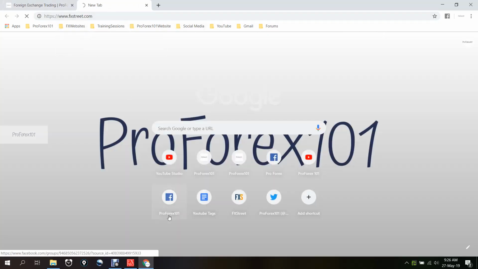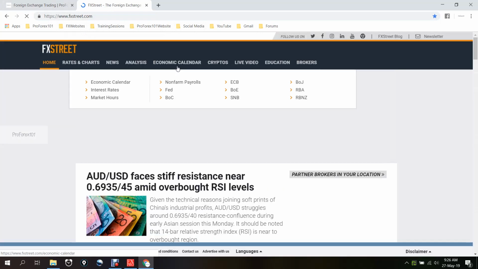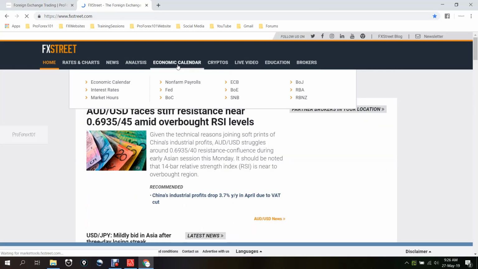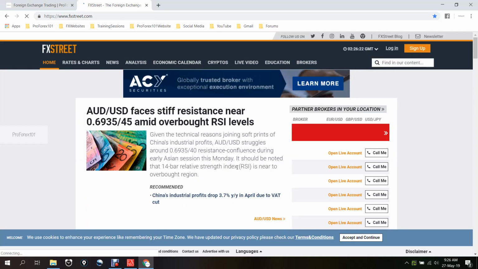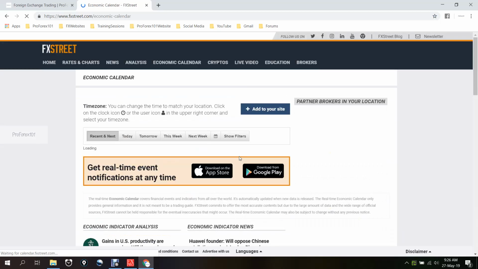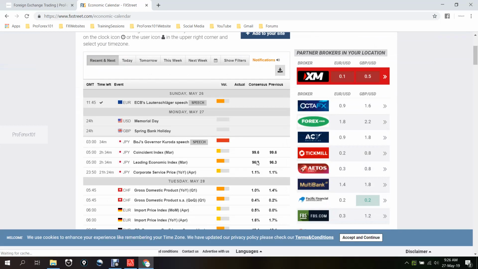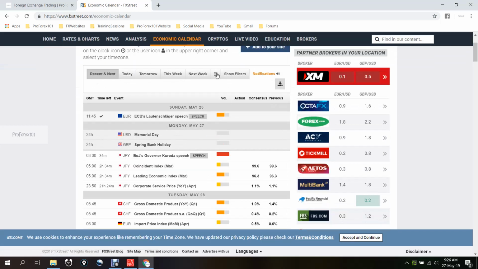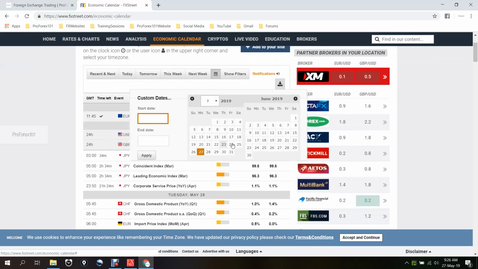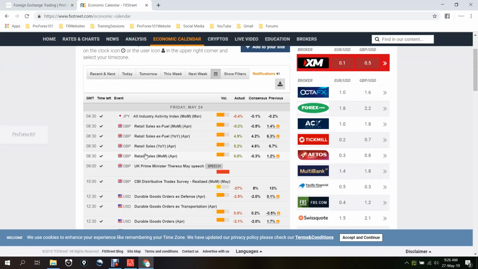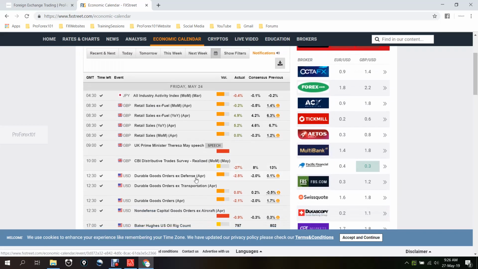So we're going to FX Read, the economic calendar. I'm going to go to the 24th, which is the Friday. Let's see what kind of fundamentals we had. Sorry, we know the fundamentals that we had, but what the results were. So this is what we were following.